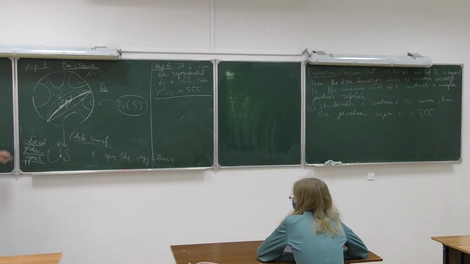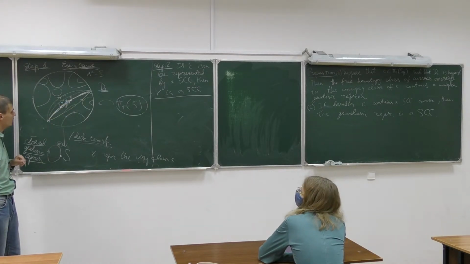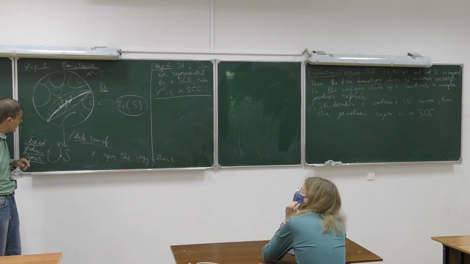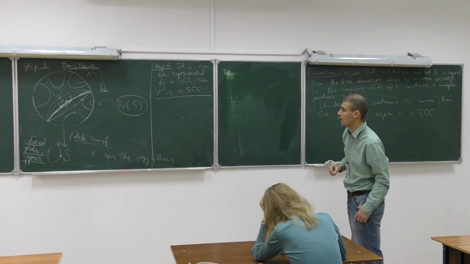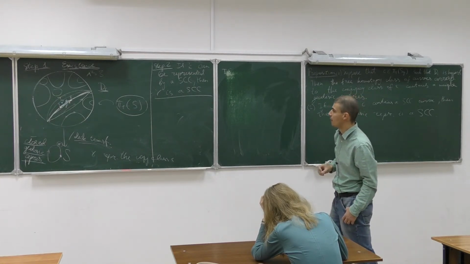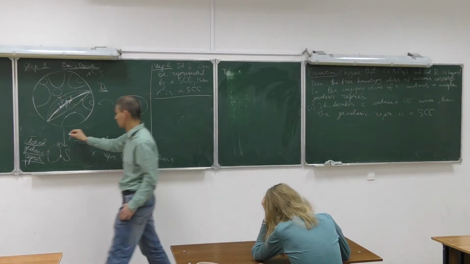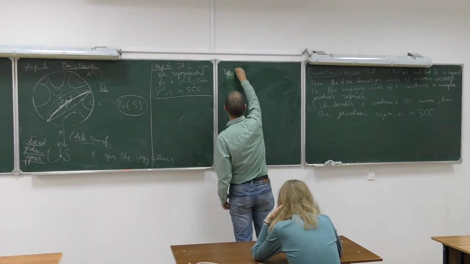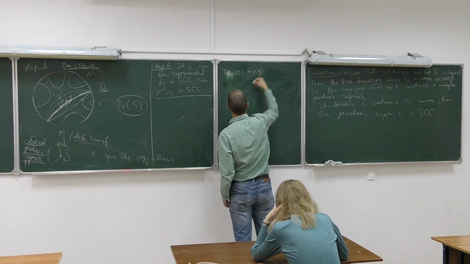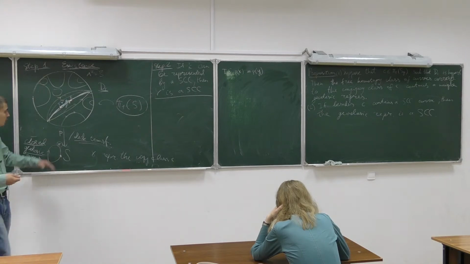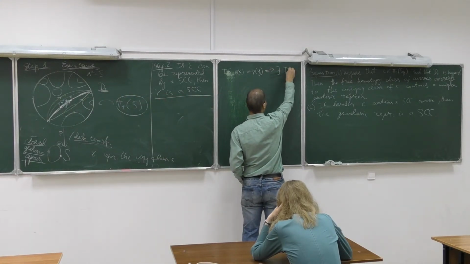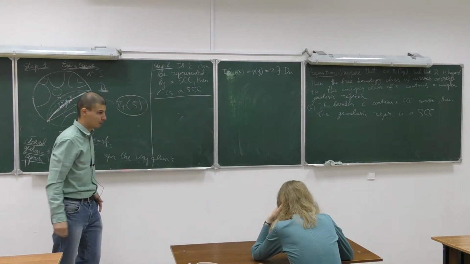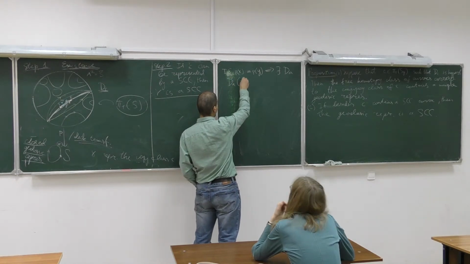Okay, so let us denote this projection by p. If p of x equals p of y, then there exists a deck transformation which takes x to y. Then there exists some deck transformation corresponding to some element of the fundamental group, such that this deck transformation takes x to y.